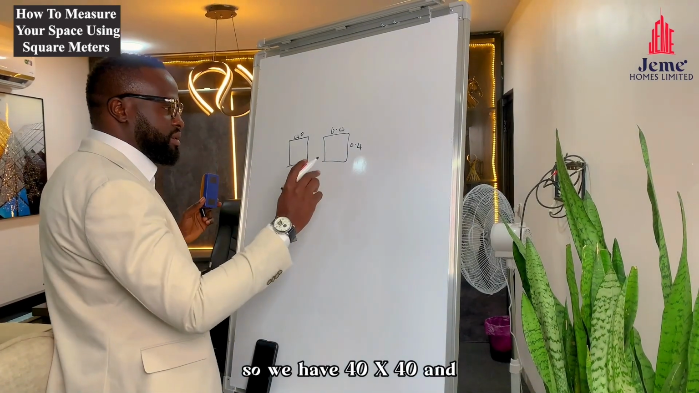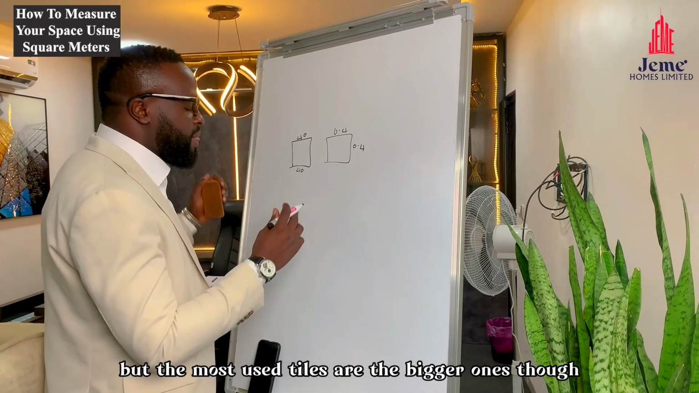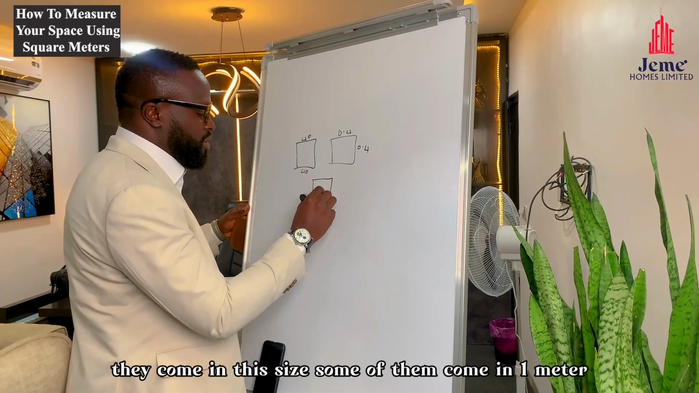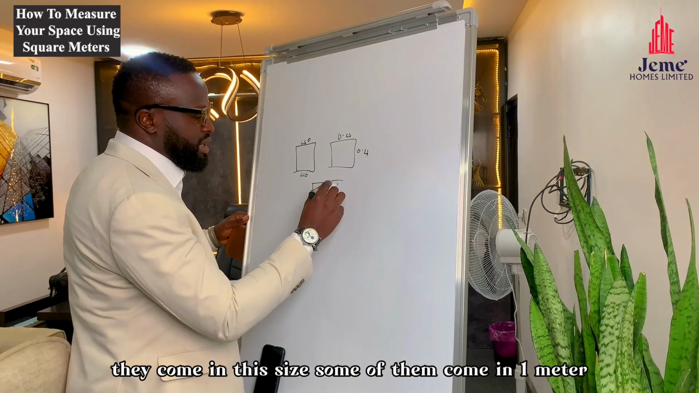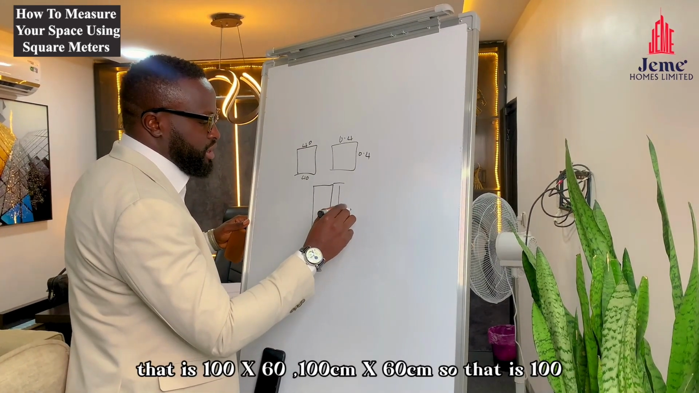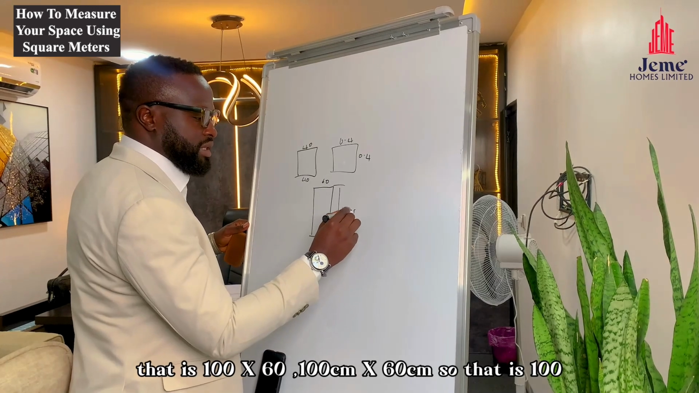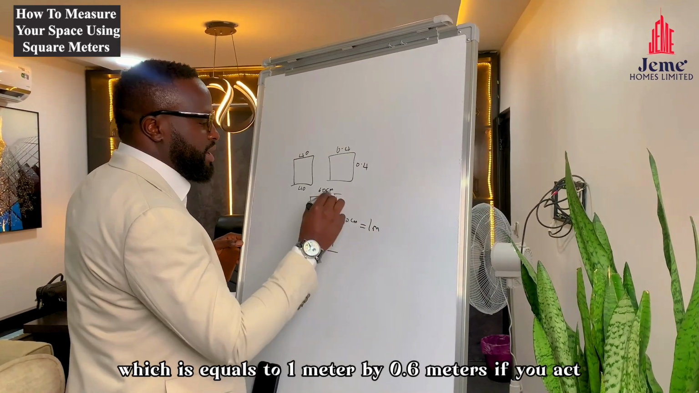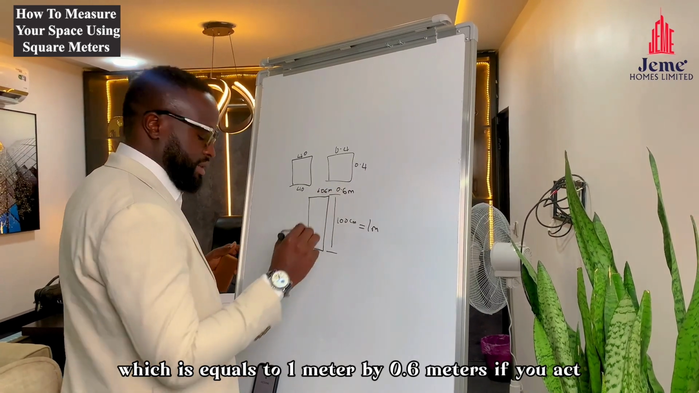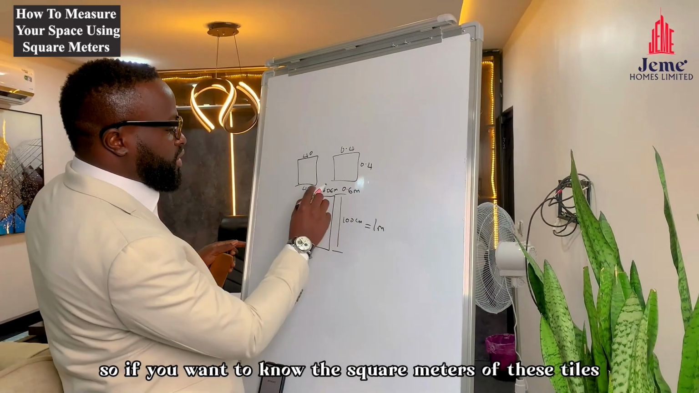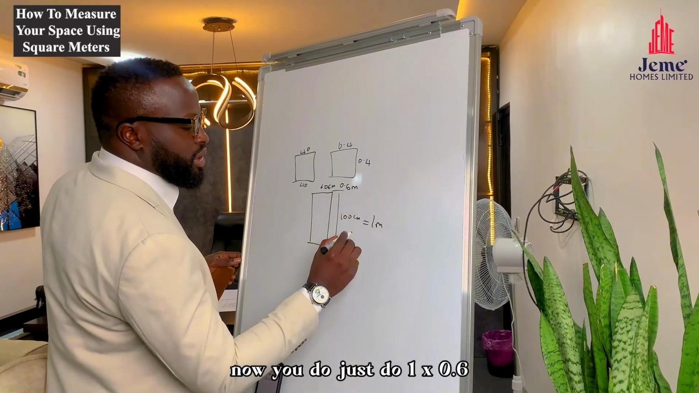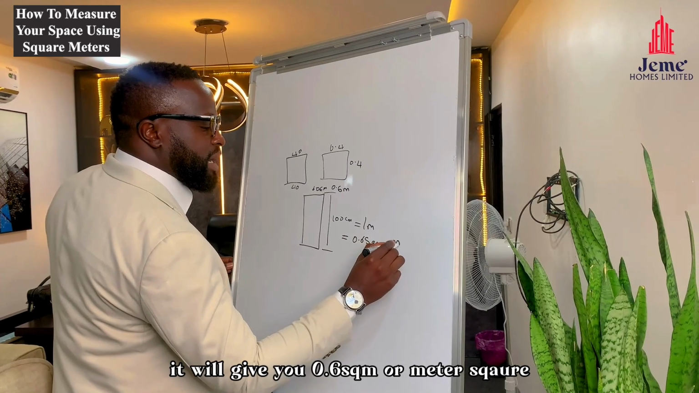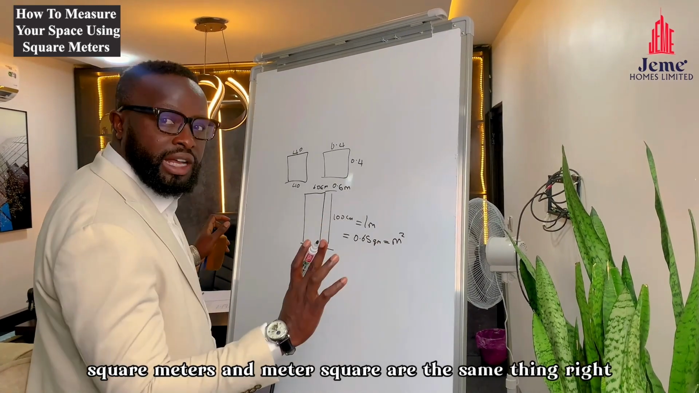So we have 40 by 40, but the most used tiles are the bigger ones. You have bigger tiles now that are almost 1 meter long. Some of them come in 100 by 60, 100 cm by 60 cm. That is 1 meter by 0.6 meters. If you want to know the square meters of these tiles, you just do 1 times 0.6. It will give you 0.6 SQM, or meter square. Square meters and meter square are the same thing, right?